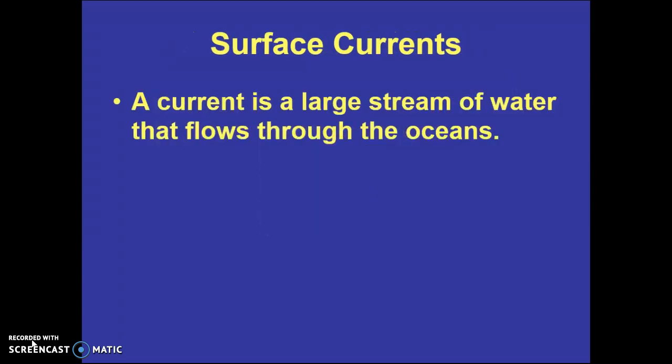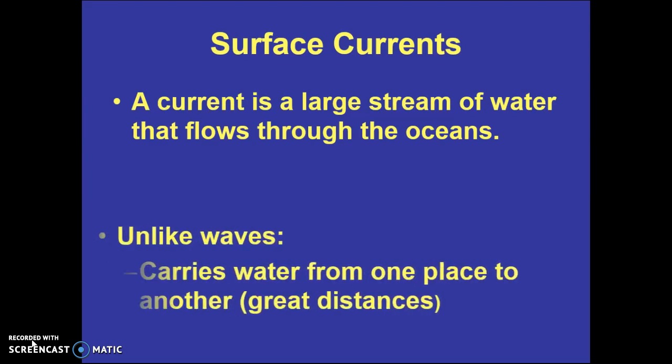That's right. All right, so we're actually going to talk about two major kinds of currents today. One is surface currents, one is deep currents or deep water currents. We're going to start with surface currents. And the basic idea, what is it? Well, a surface current is a large stream of water that flows through oceans.